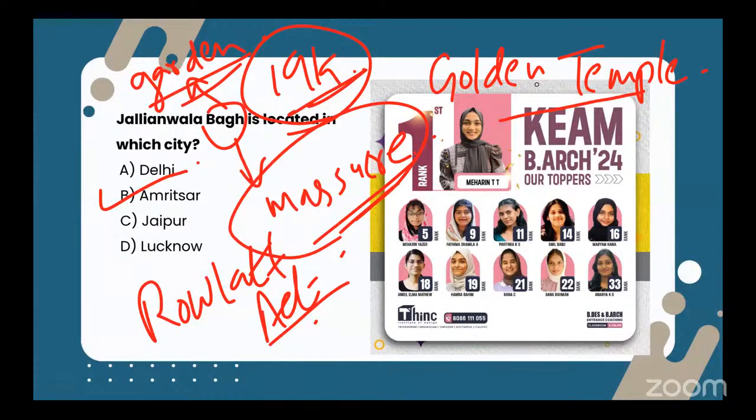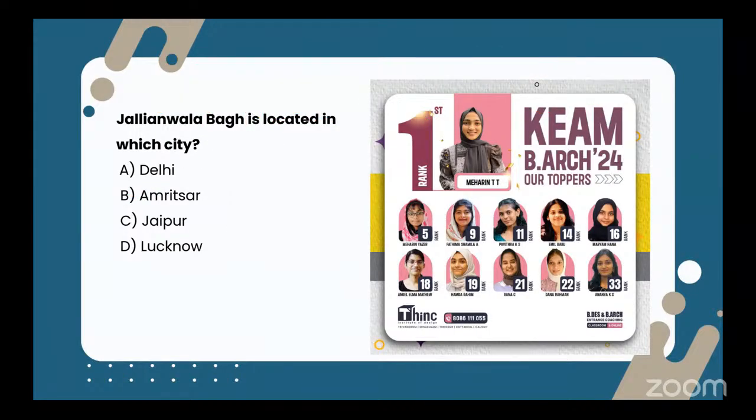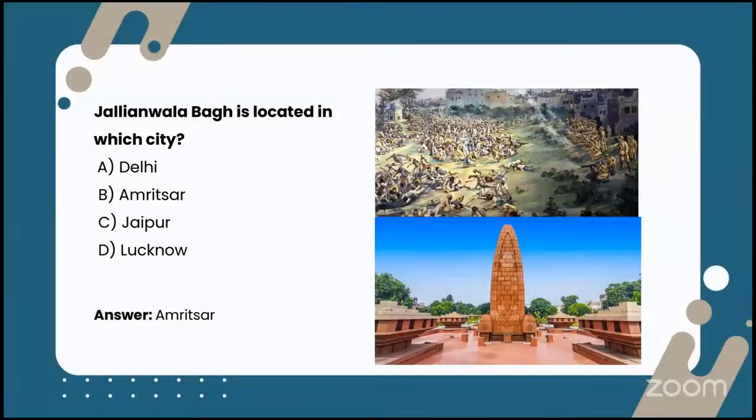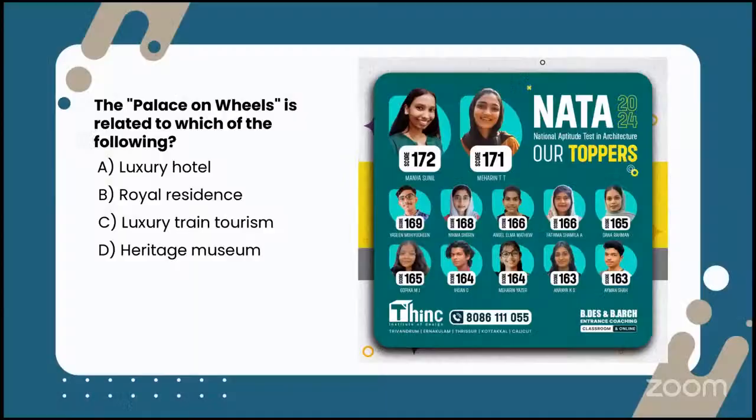Okay, all right. Moving on to the next question. This is the Jallianwala Bagh present memorial you can see here. Okay, all right. Moving on to the next question. The Palace on Wheels is related to which of the following? Is it a luxury hotel, a royal residence, a luxury tourist train, or a heritage museum?